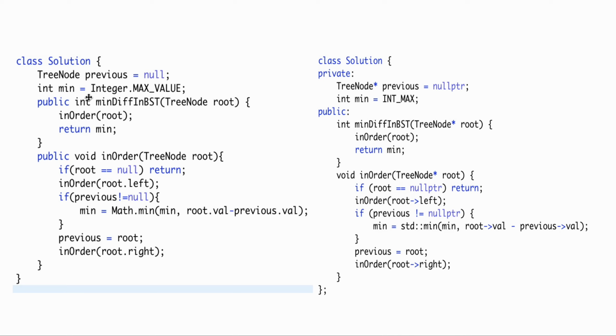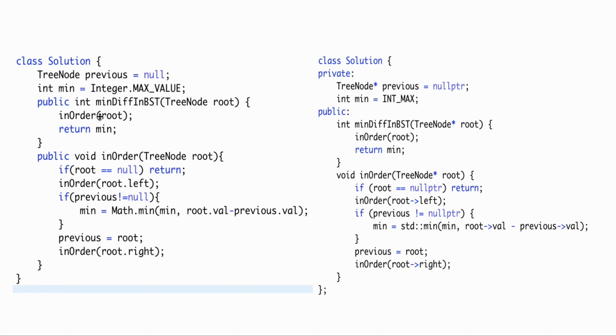So if you look at the code, what do we do here? The previous and the minimum values are outside. Why? Because the inOrder function has to change these values every time. If they were inside the function, these values wouldn't get updated globally, right? So that is why we have kept these two values globally, that is, outside both the functions. Initially the previous will be null because we don't have any values. Then the minimum we have just initialized to infinity.